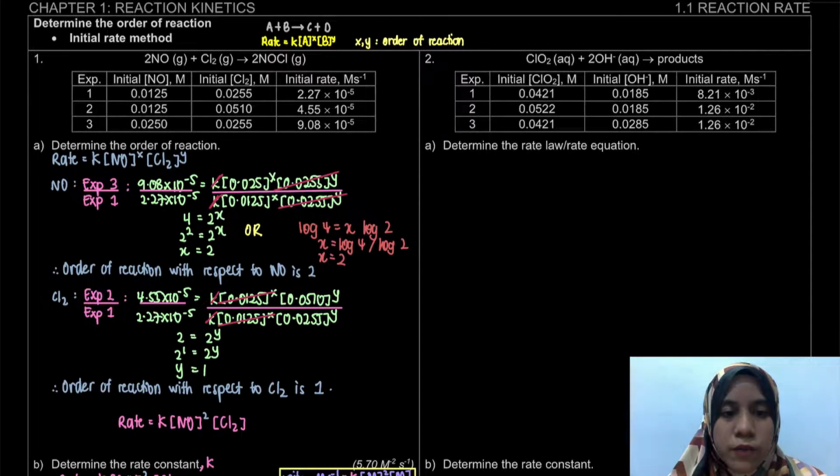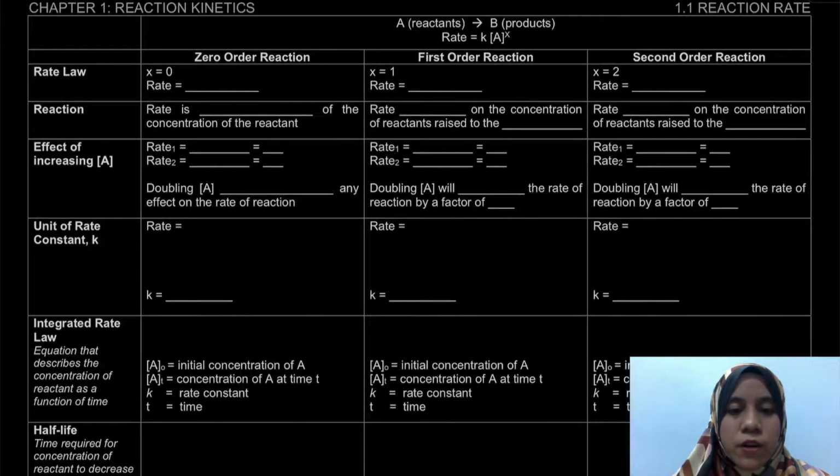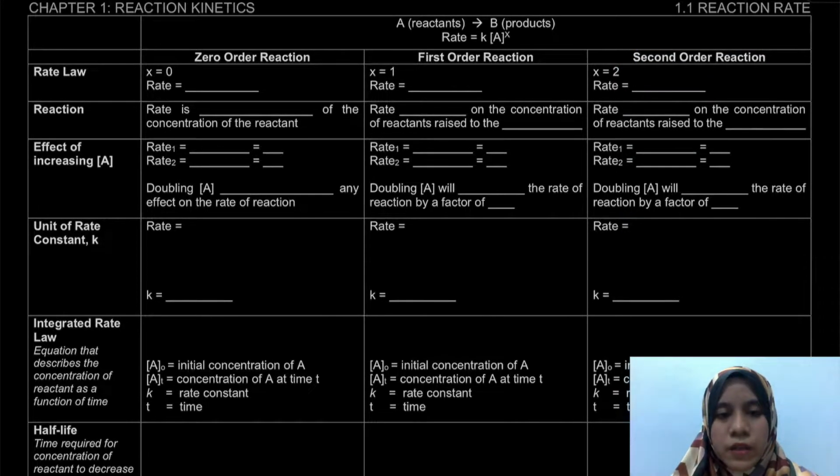Okay, but right now what we're going to look at on our notes on page 7, is when the order of reaction is 0, 1, and 2. So when the order of reaction is 0, we will call it a zero order reaction. If the order of reaction is 1, we call it first order reaction. And when the order of reaction is 2, we call it second order reaction. So this is actually a general one where you have to memorize the formula for integrated rate law and half-life. Okay, so this is only an introduction. Okay, so let's look here.